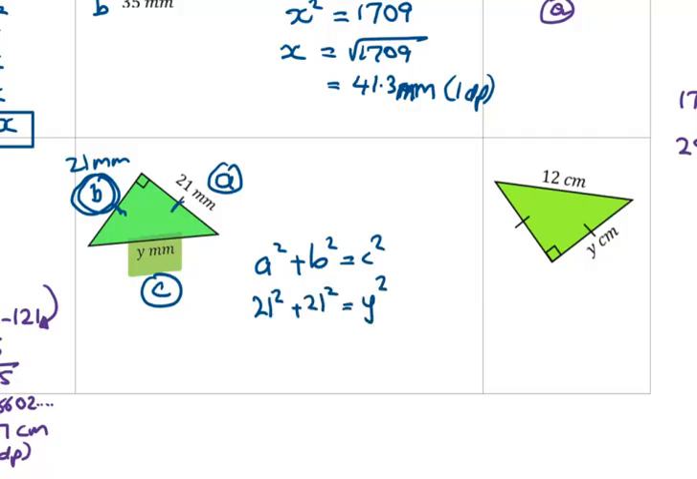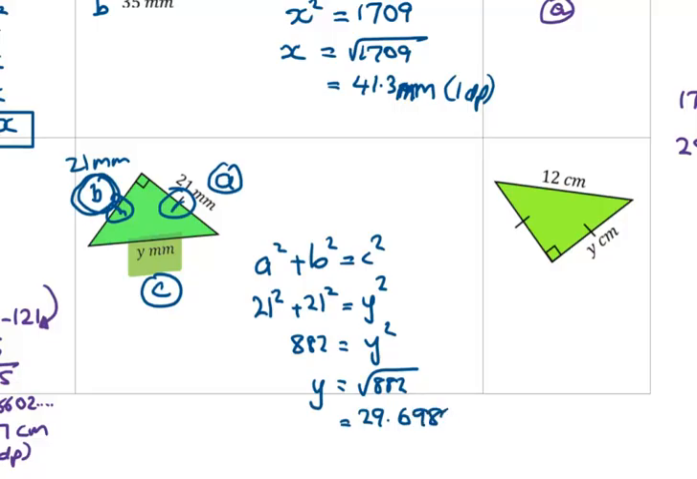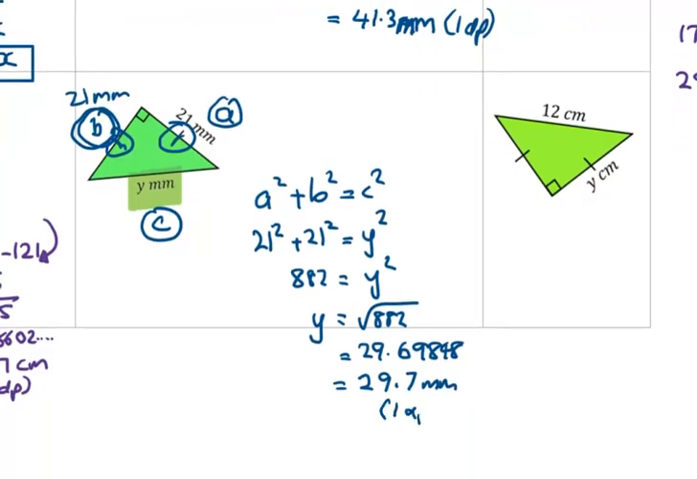So that one's really no more difficult than the earlier ones, as long as we spot that we've got an isosceles triangle, which is what those little lines are doing. That gives me 882 is equal to Y squared. So Y is equal to the square root of that, which is 29 point, let's see. So out of my calculator comes 29.6848, and that gives me 29.7 millimeters, which is a very, very small triangle, and that's to 1 decimal place.